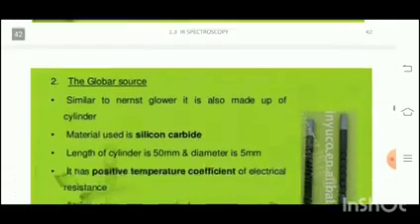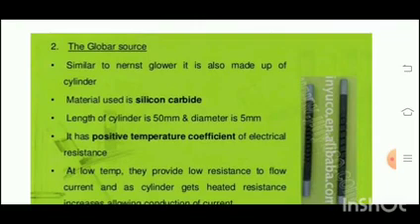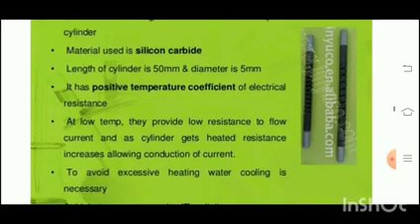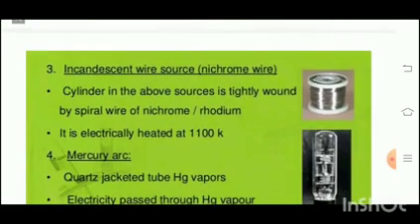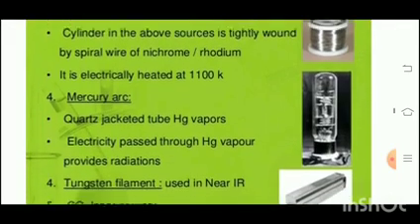The second radiation source is the globar source. The globar is made of silicon carbide. The length of the cylinder is 50 millimeter and the diameter is 5 millimeter. The third source of IR radiation is an incandescent wire called nichrome wire. Here the nichrome wire is tightly wound in a spiral, and when electrically heated to 1100 Kelvin, it emits IR radiation.